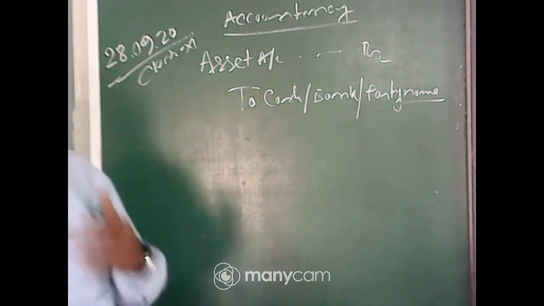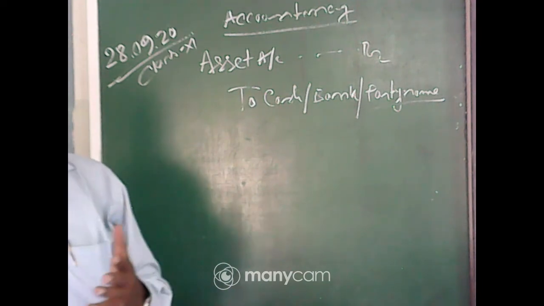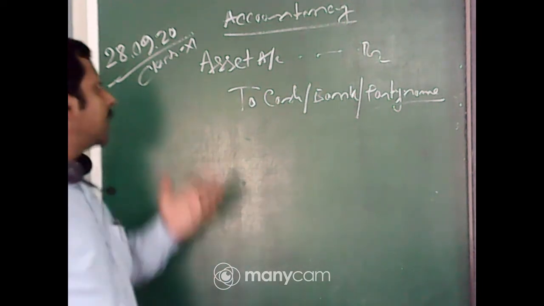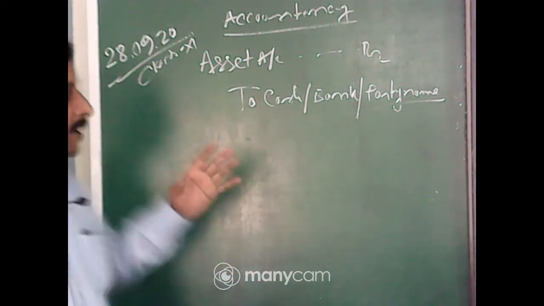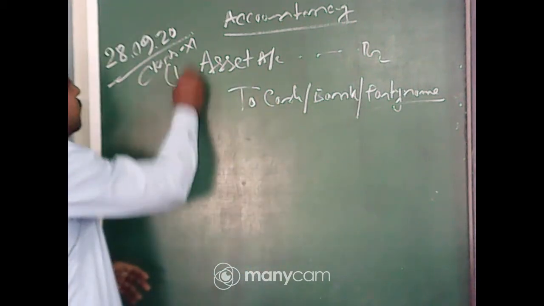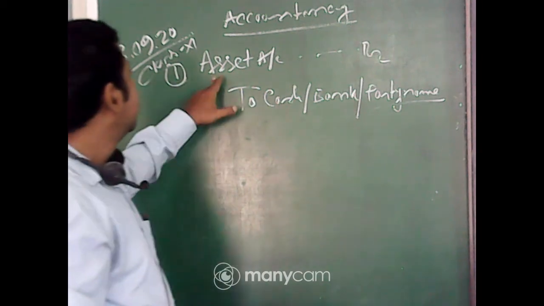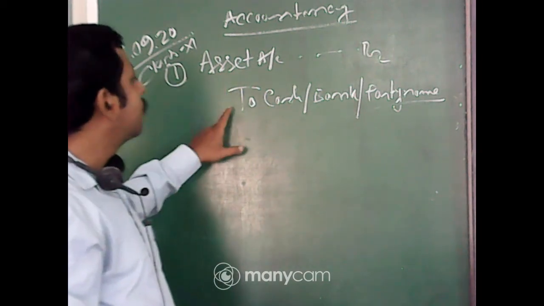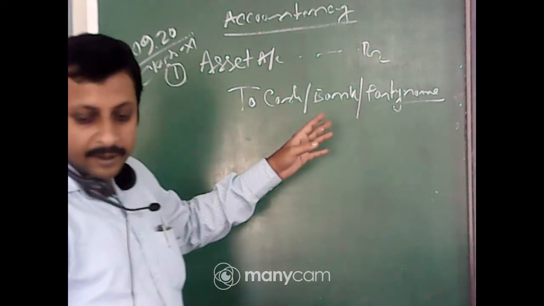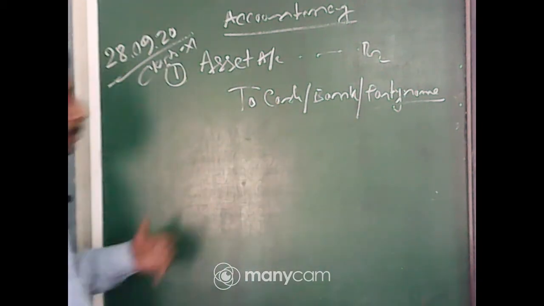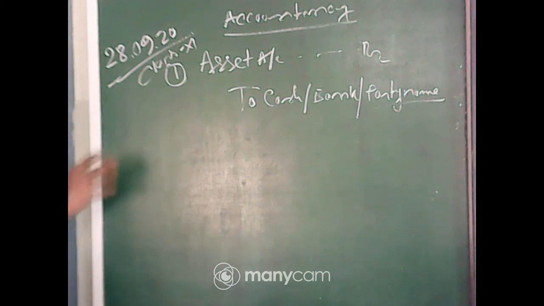Whenever you purchase a fixed asset, you cannot use the purchase account. You have to write the name of the asset, whatever fixed asset you are purchasing. So the first journal entry when you purchase the asset is: fixed asset account debit to cash or bank, or, if this is a credit transaction, then the party name from whom you are purchasing.